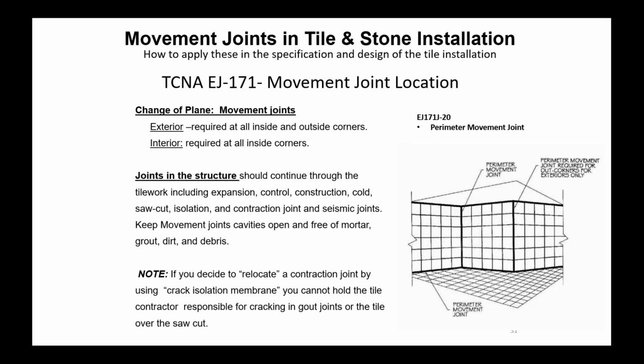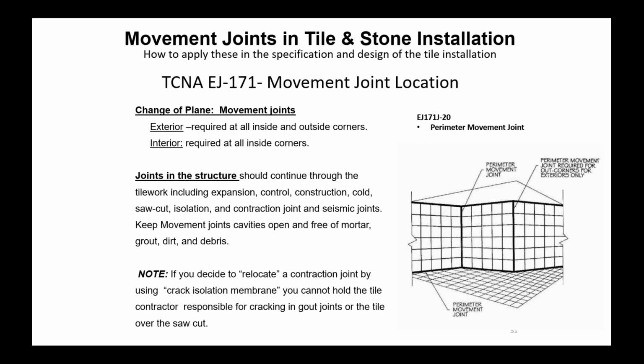Changes of plane, interior as well as exterior. In EJ171 in 2020, we actually added this detail that you see here, which actually shows where the perimeter joints should go. Joints in the structure should continue through the tile work, including expansion, control, construction, cold, saw cut, isolation, and contraction joints, and seismic joints. Keep movement joint cavities open and free of mortar, dirt, grout, and debris.